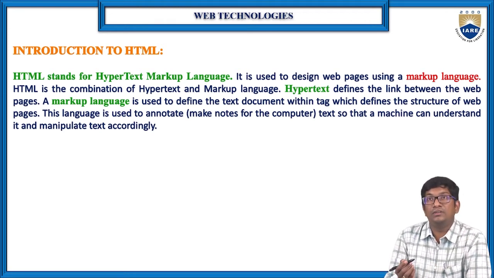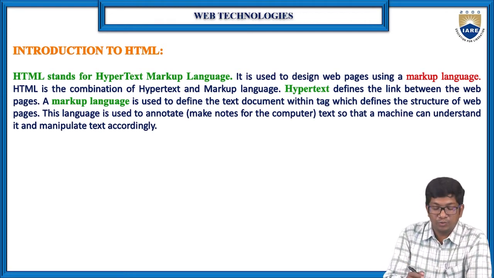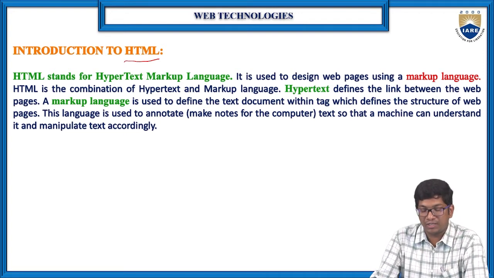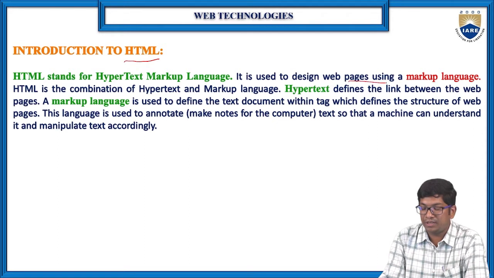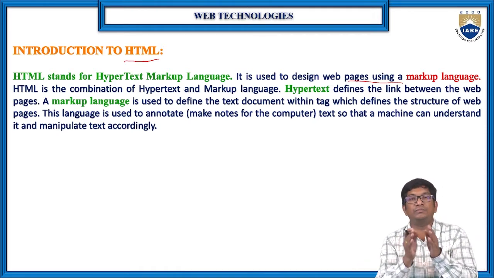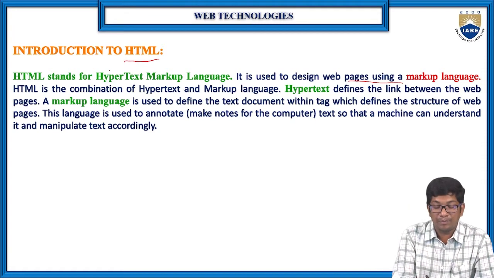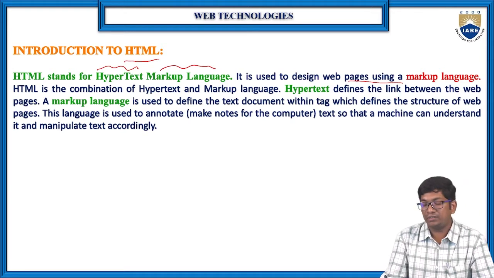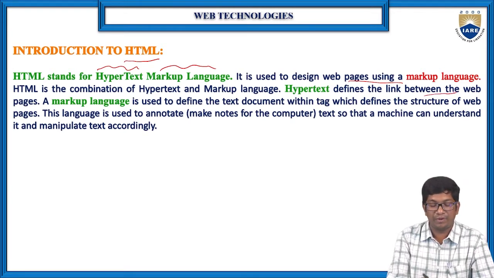Right. Now, first of all, the introduction to HTML. HTML stands for Hypertext Markup Language. It is used to design web pages using a markup language. HTML is a combination of hypertext and markup language. So HTML, just by its name itself, is telling us hypertext and markup language. What is hypertext? Hypertext defines the link between the web pages.